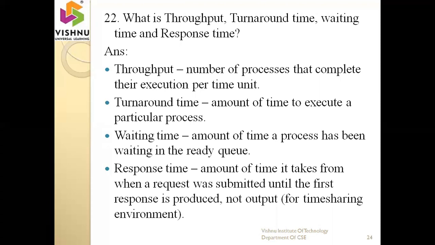That is called throughput. Turnaround time means how much time it takes to execute a particular process. For example, one student has good knowledge about the subject, and some other person is a slow learner who doesn't know the minimum basics of the concept. The person who has the knowledge will execute the program within 10 or 20 minutes, but the slow learner will take 1 or 2 hours to execute the program. That time is called the turnaround time.